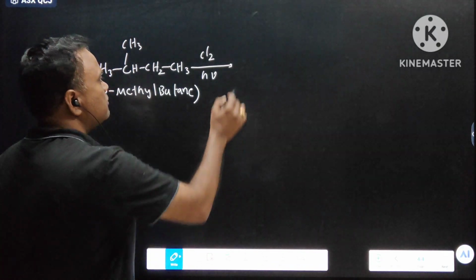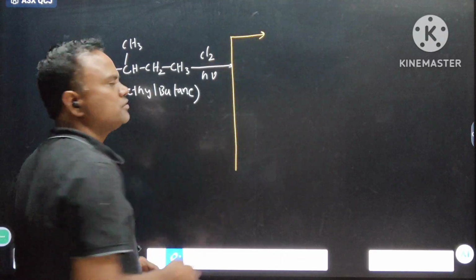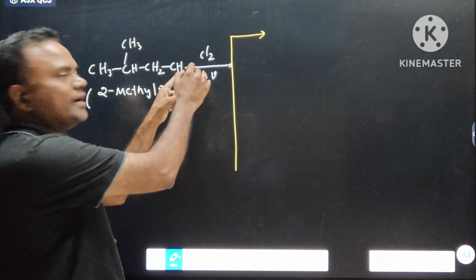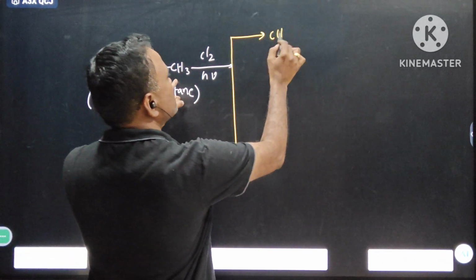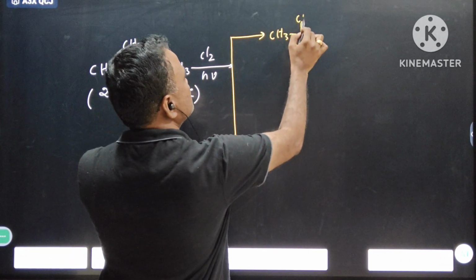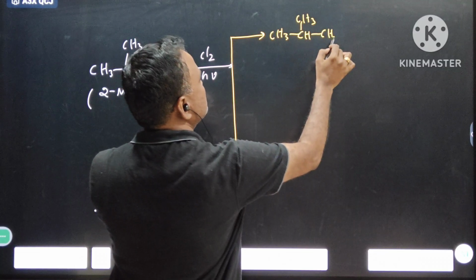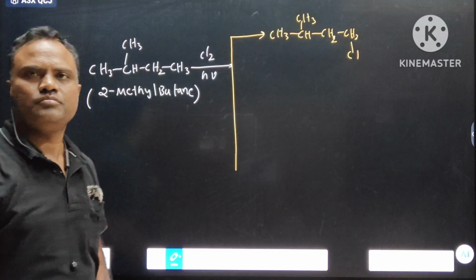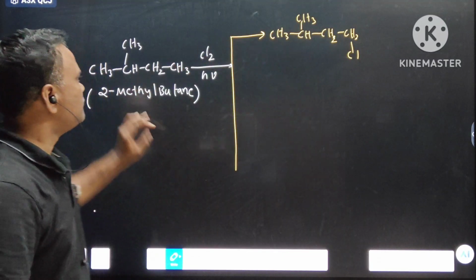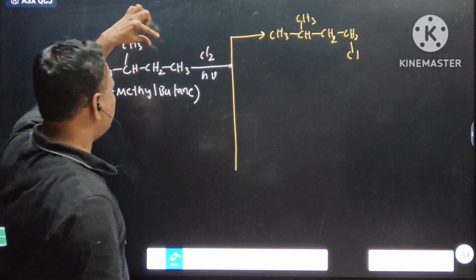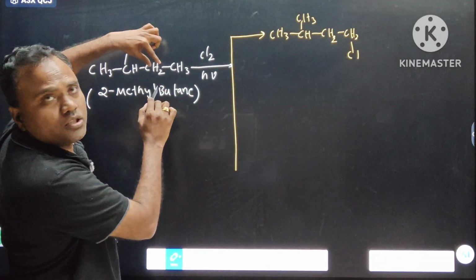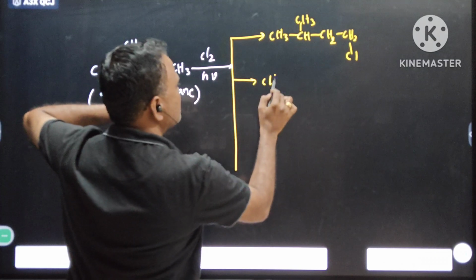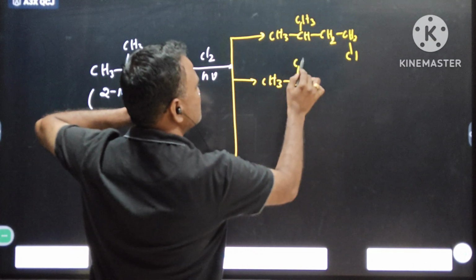Look at this, all of you. Remove this hydrogen and attach the halogen: CH3, CH, CH3, CH2, CH2Cl. This is one compound. We remove this hydrogen and attach the halogen. That is another possibility. Clear? CH3, CH, CH3.